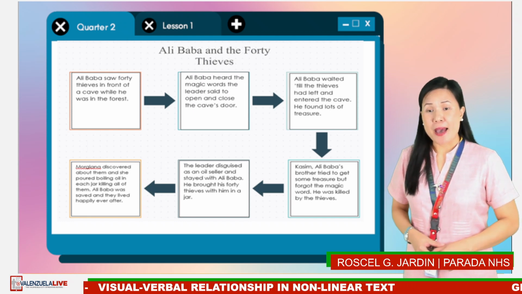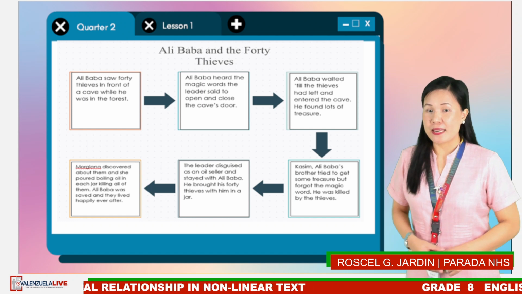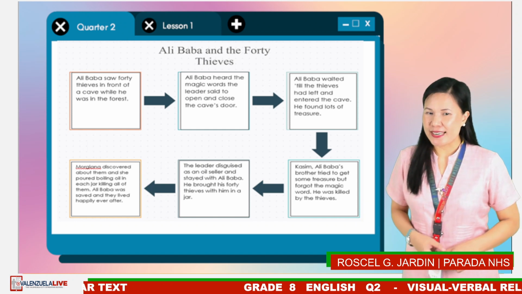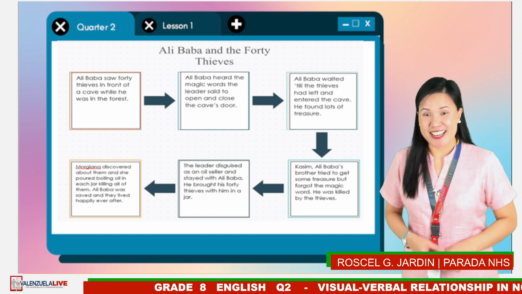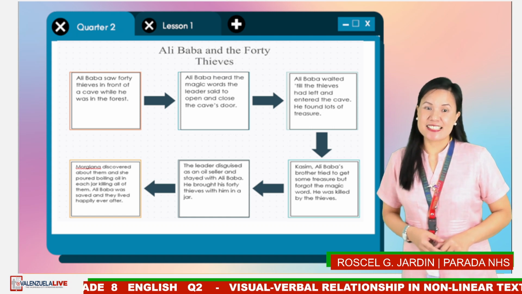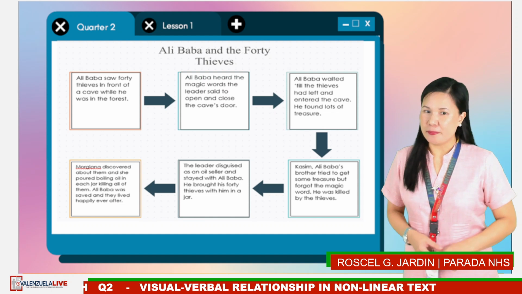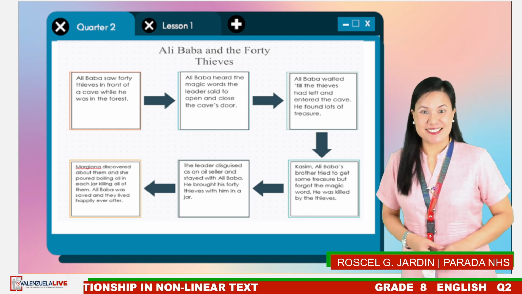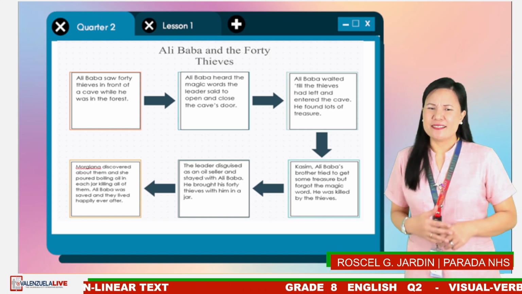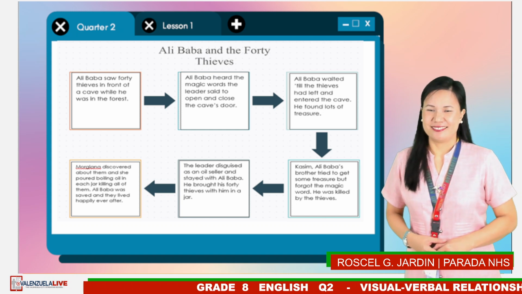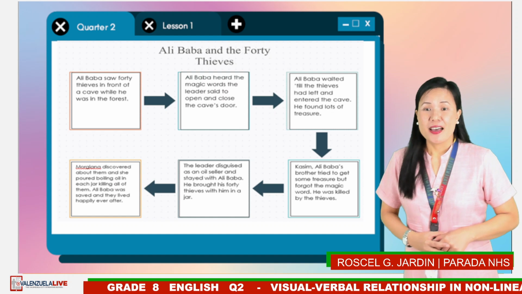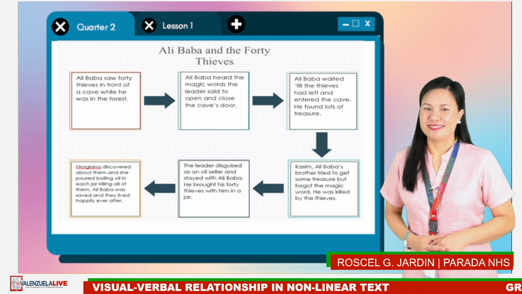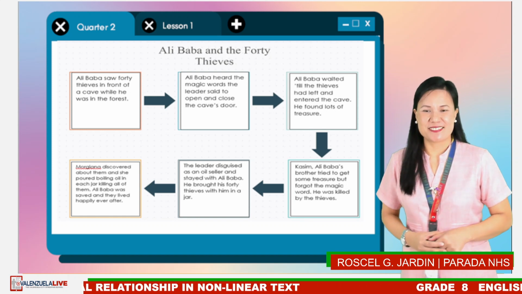Let's say, what happened when the leader of the thieves killed Alibaba's brother? Look at the flowchart. You can easily and quickly answer my question. And the answer is, the leader disguised as an oil seller stayed with Alibaba and brought the 40 thieves along with him. Too easy, right? Rather than reading the entire text from beginning to end. Upon reading the two texts, which is easier to understand, the linear or the nonlinear texts?